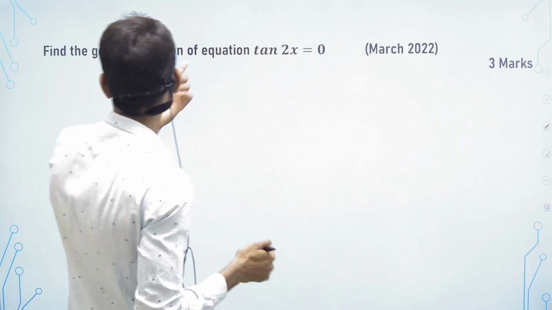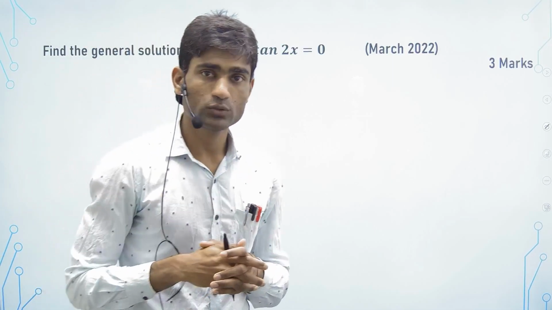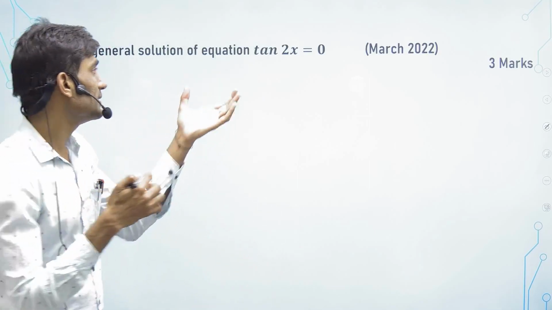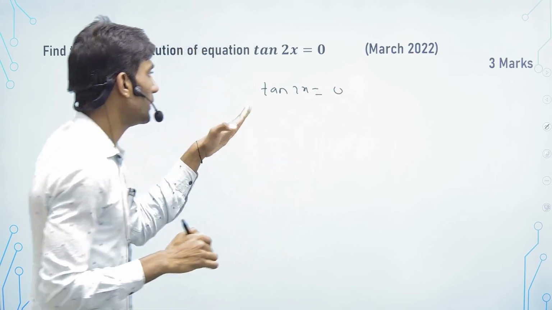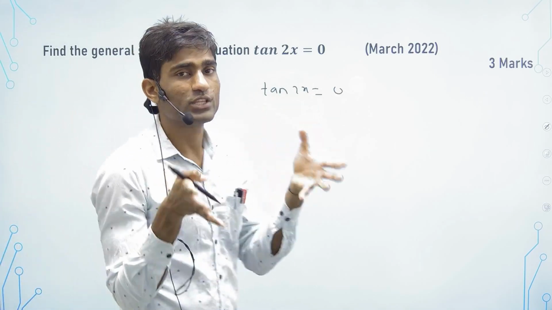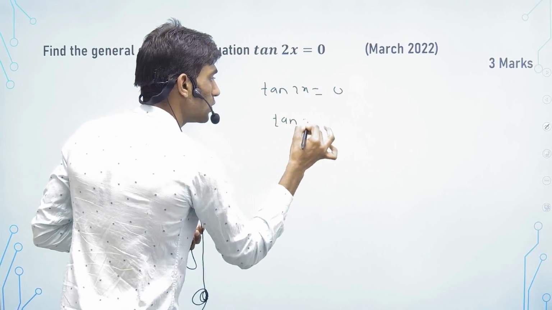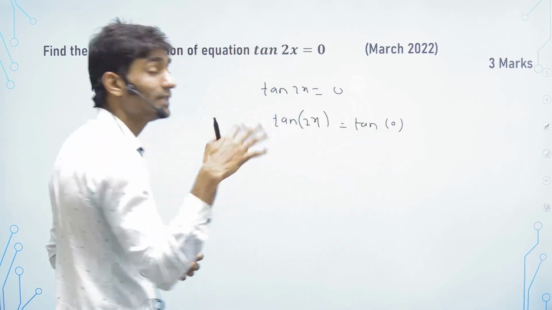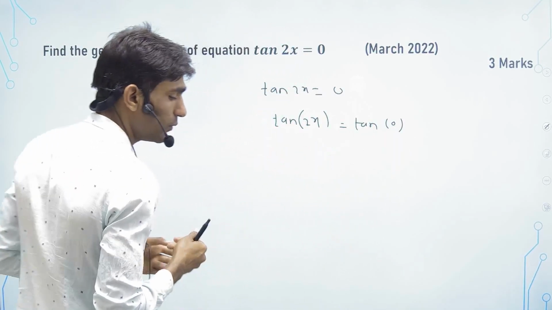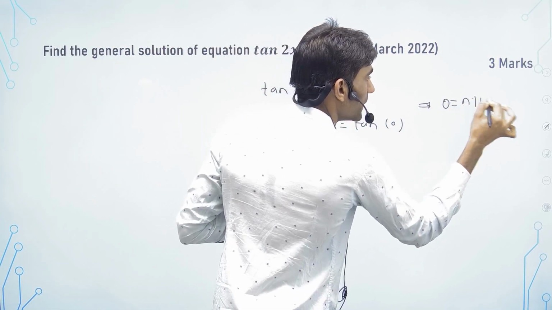Okay, let's move to the next question, tan 2x is equal to 0. So when we have tan 2x equal to 0, we try to transform it to tan theta equal to tan alpha. So we get tan 2x equal to tan of 0. And when we have tan theta equal to tan alpha, we use theta equal to n pi plus alpha. We use theta as n pi plus alpha.